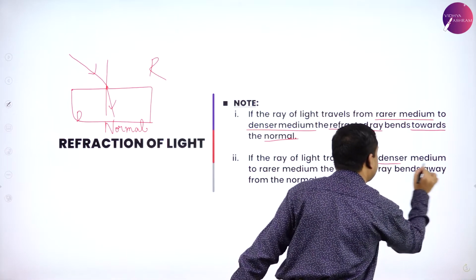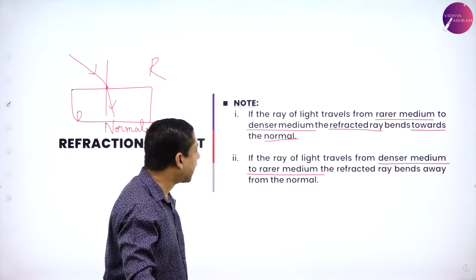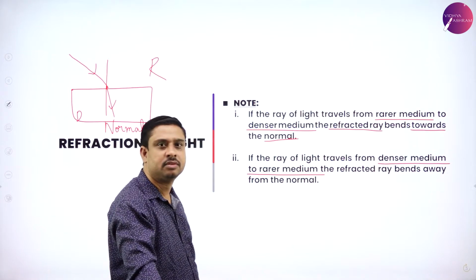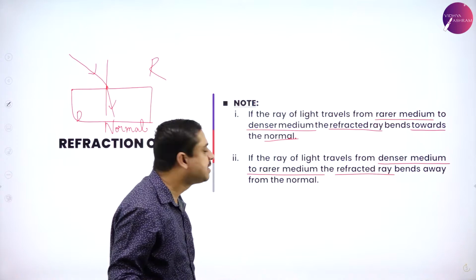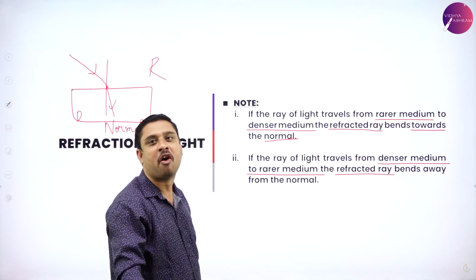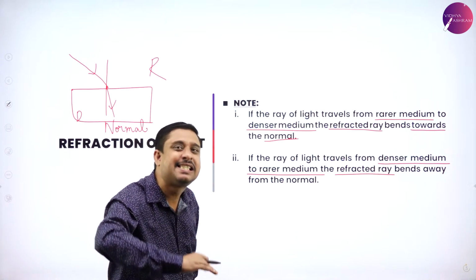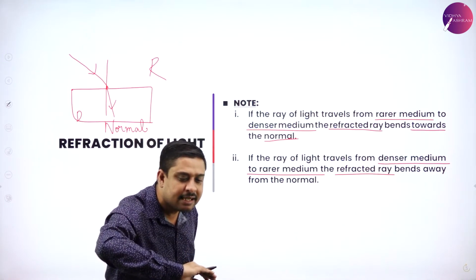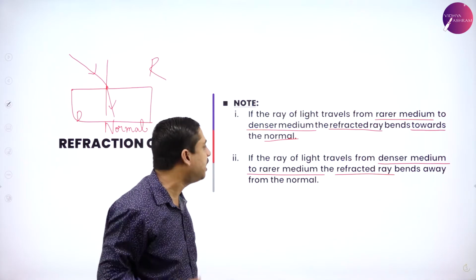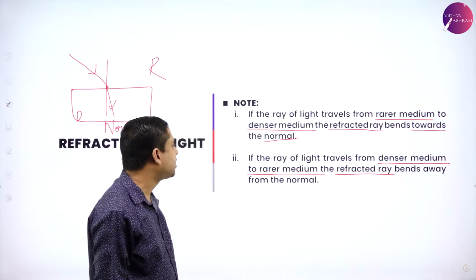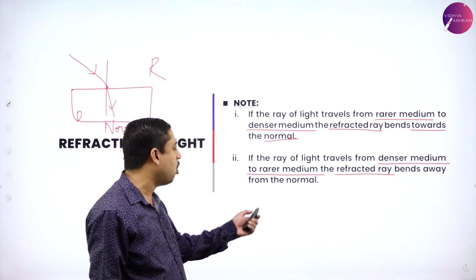If the ray travels from denser medium to rarer medium, the refracted ray bends away from the normal. If it is traveling from denser to rarer, glass to air, denser to rarer, the refracted ray bends away from the normal.